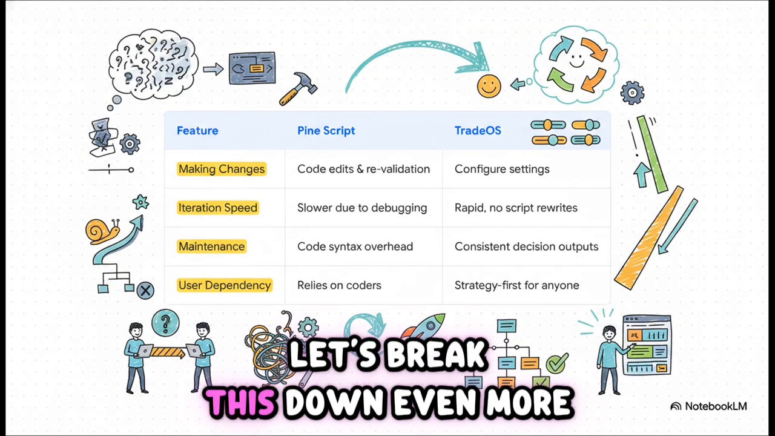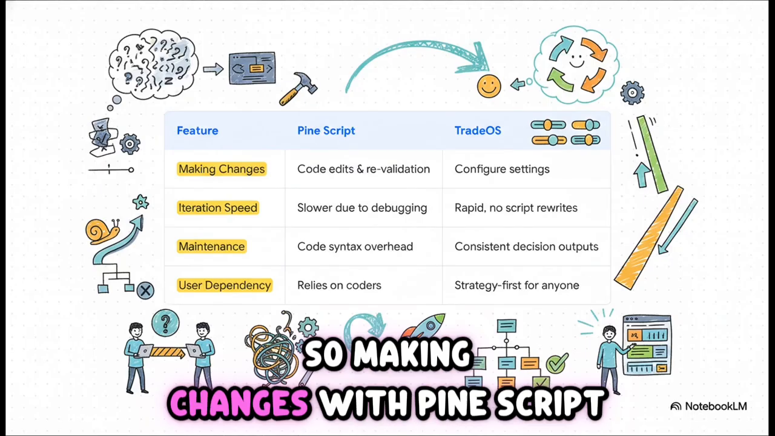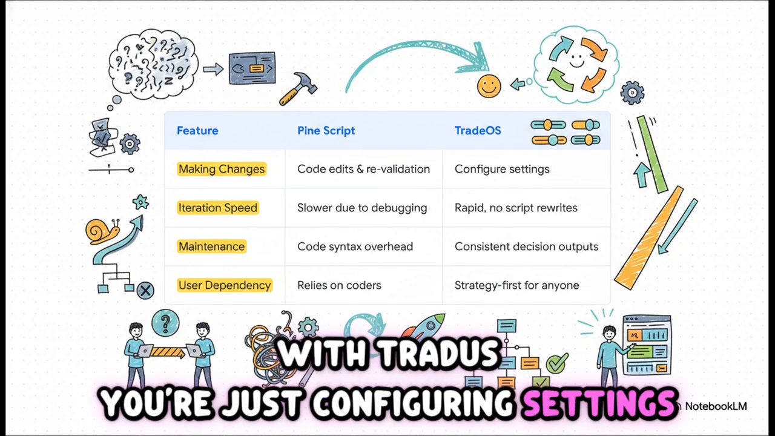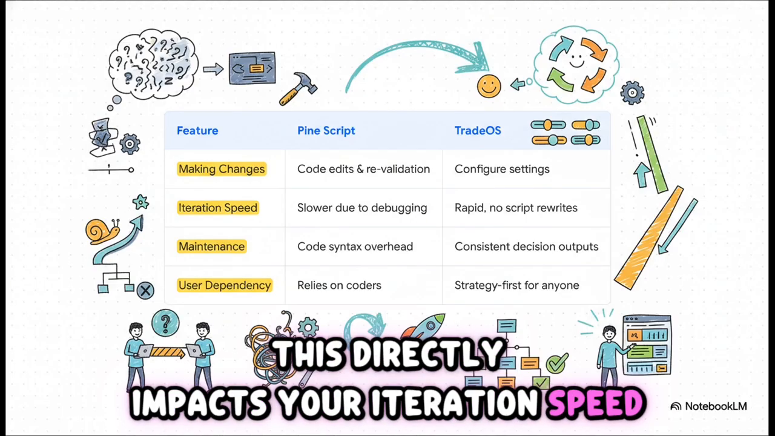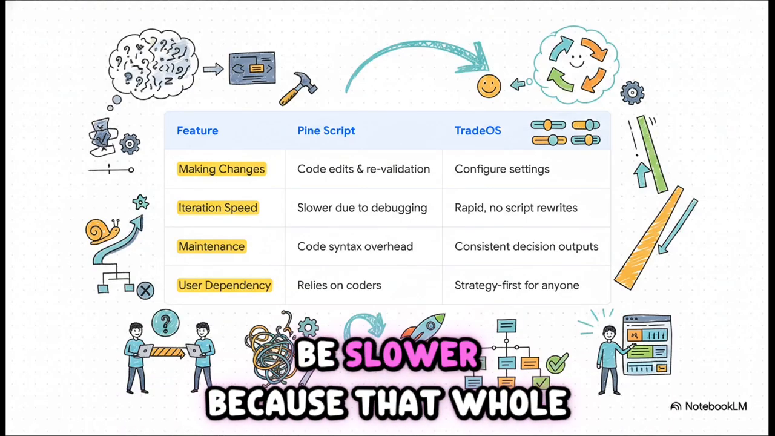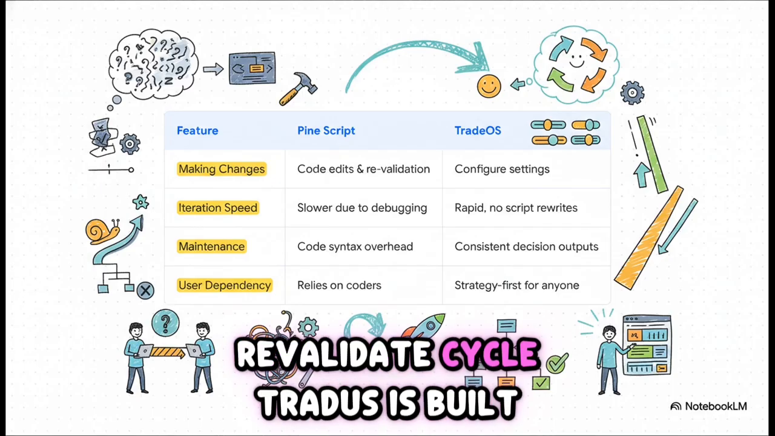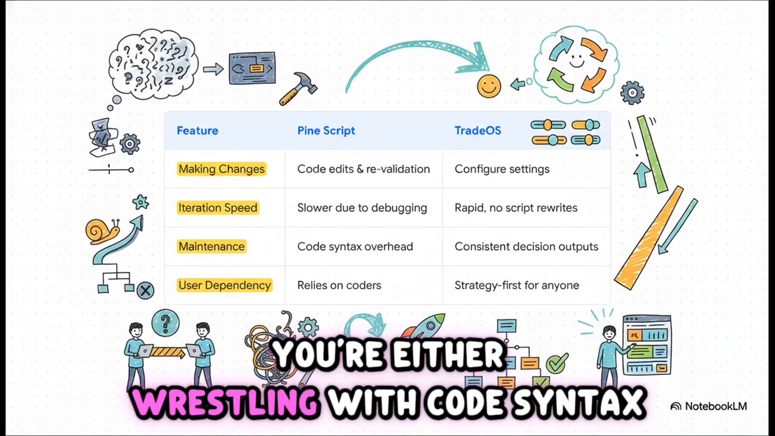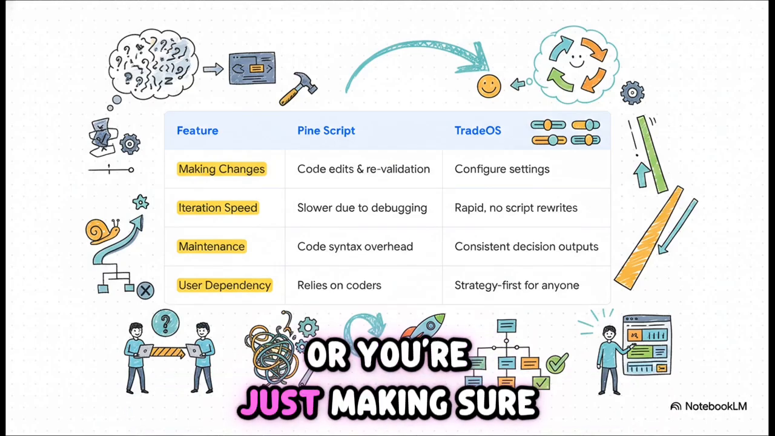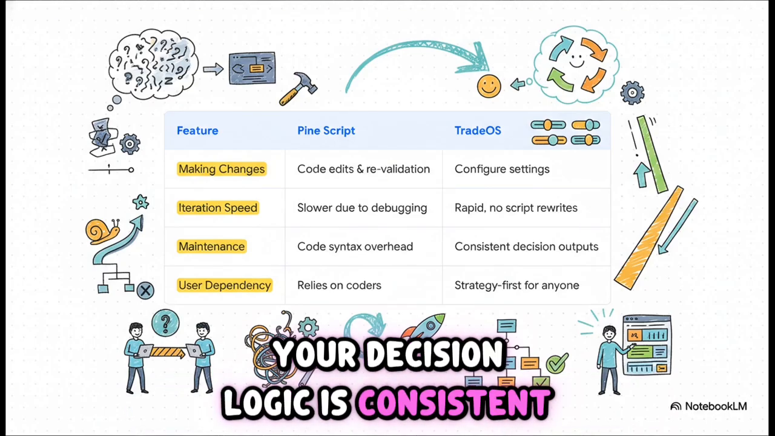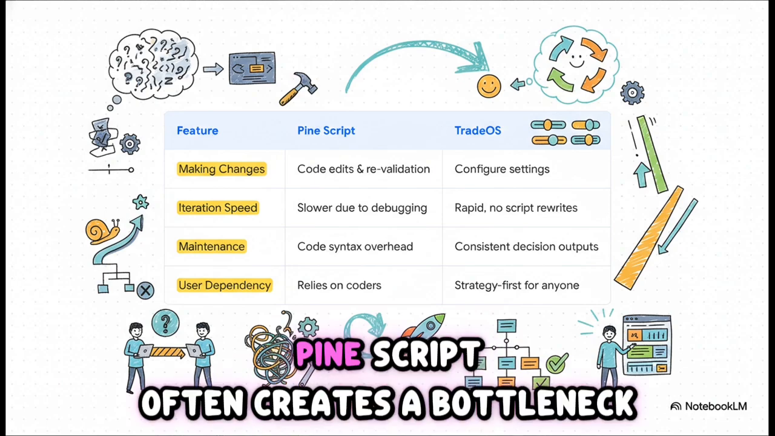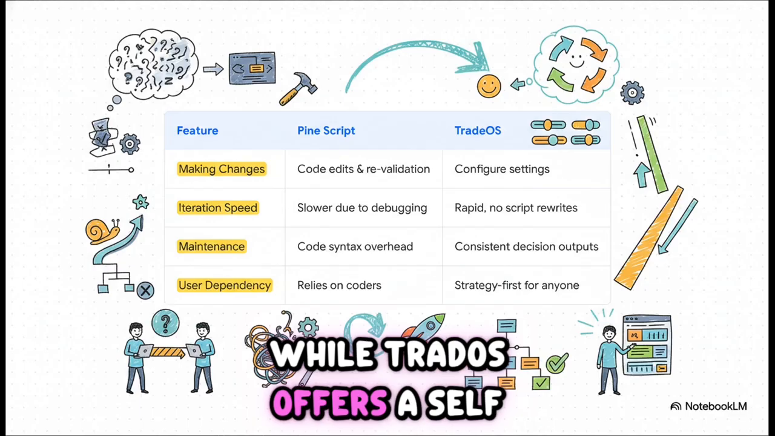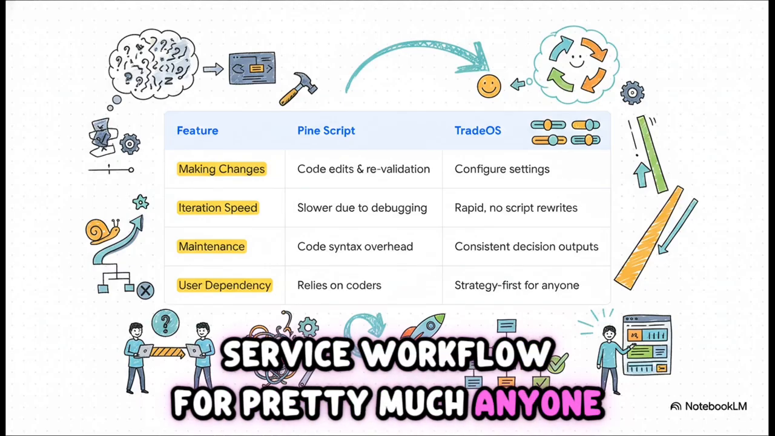Let's break this down even more. So making changes, with PineScript, it's a code edit every time. With TradeOS, you're just configuring settings. This directly impacts your iteration speed. PineScript is naturally going to be slower because of that whole code, debug, revalidate cycle. TradeOS is built for rapid tweaks. For maintenance, you're either wrestling with code syntax and updates, or you're just making sure your decision logic is consistent. And finally, user dependency. PineScript often creates a bottleneck where strategists have to rely on coders, while TradeOS offers a self-service workflow for pretty much anyone.